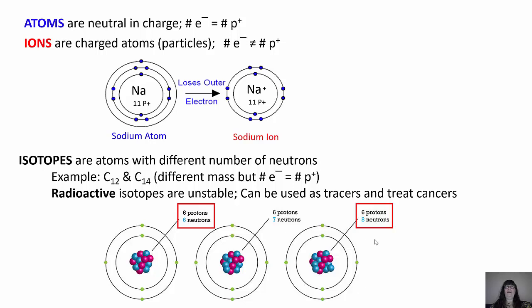Carbon-14 happens to be radioactive. It is not stable, but it can be used as a tracer in medical testing and can also be used to treat cancers with radiation therapy. So, ions have different charges. Isotopes have a different number of neutrons.